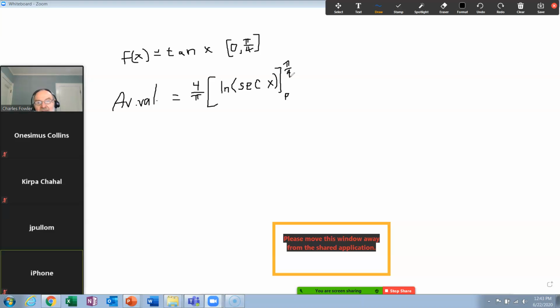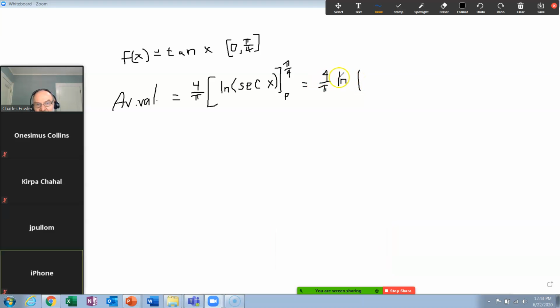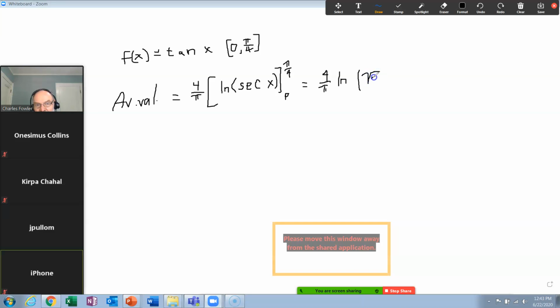Okay, so this would be your 4 over pi, which is 1 over pi fourths. It's a number just a little bit more than 1, not a whole lot more than 1. And this would be the log of secant pi fourths, which we just did not long ago to be the square root of 2, minus the log of 1.